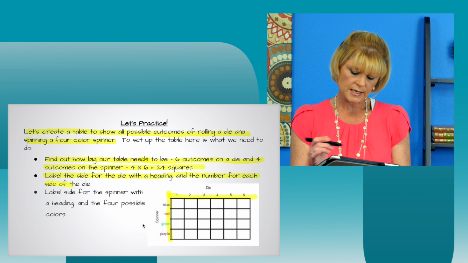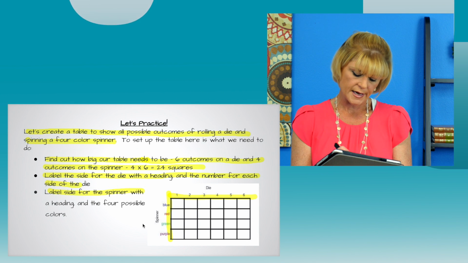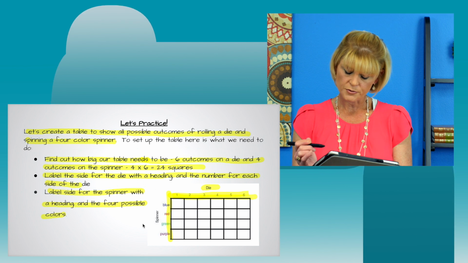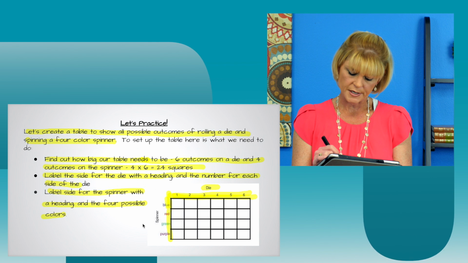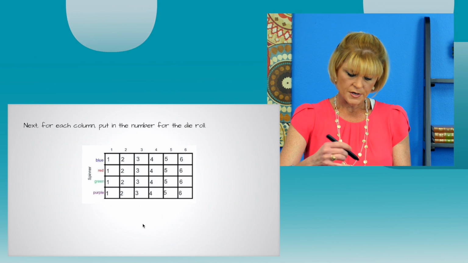Then we're going to label this side for the die with a heading and the number for each side of the die. And we're going to label the side for the spinner with a heading and the 4 possible colors. So you can see I put die 1, 2, 3, 4, 5, 6, and spinner blue, red, green, and purple. We're just labeling. That's pretty easy.